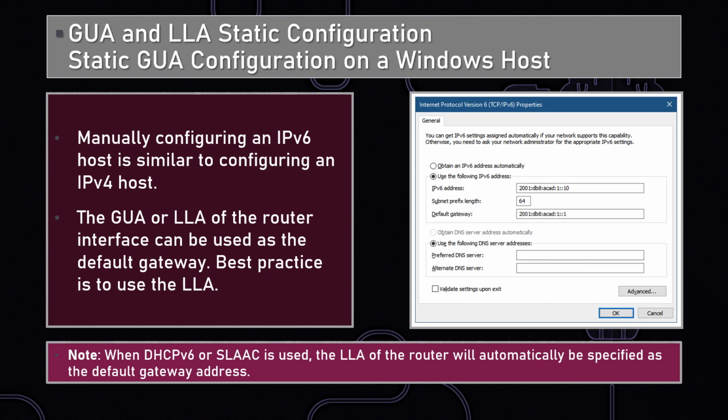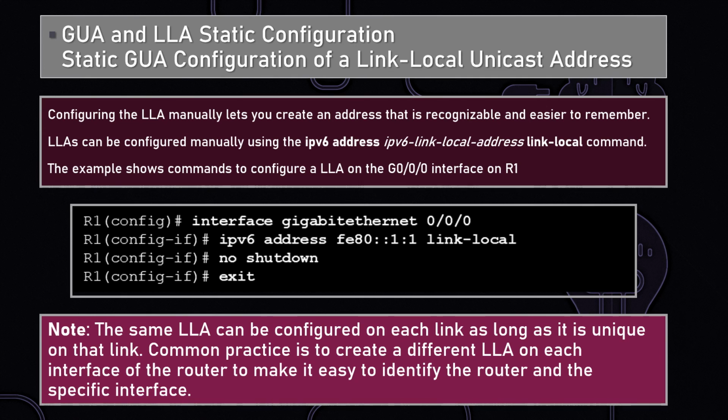The best practice is to use the LLA for the default gateway of the router interface. You could use the GUA, but I don't tend to recommend that. If you're using DHCP or SLAAC, the automated assignments, the LLA will automatically be specified as the default gateway address. Now, if we configure the LLA manually, this lets us create an address that is more recognizable for people, and it's often easier to remember.